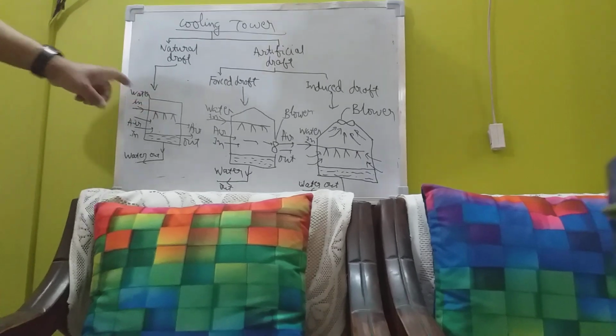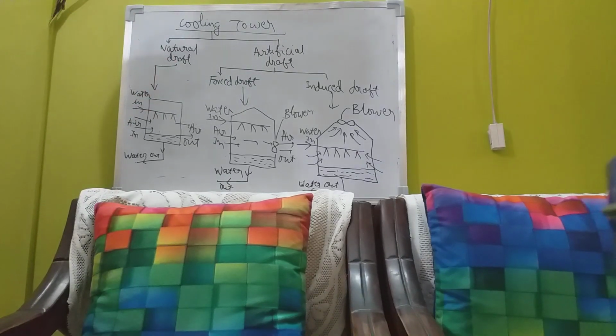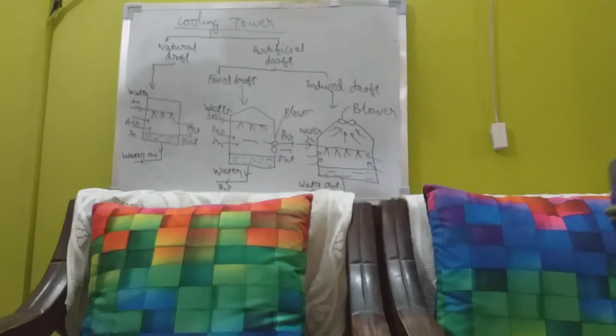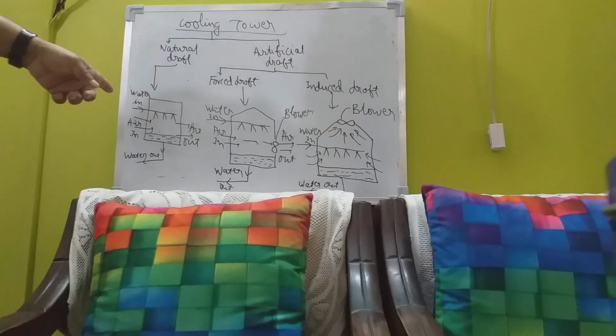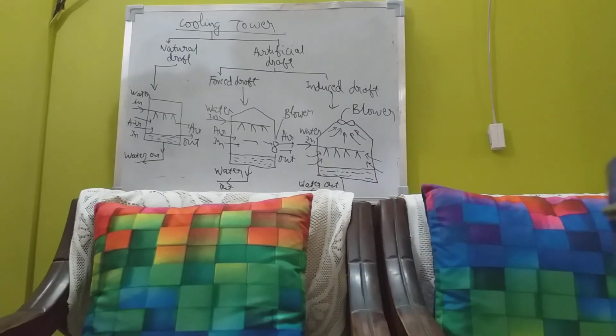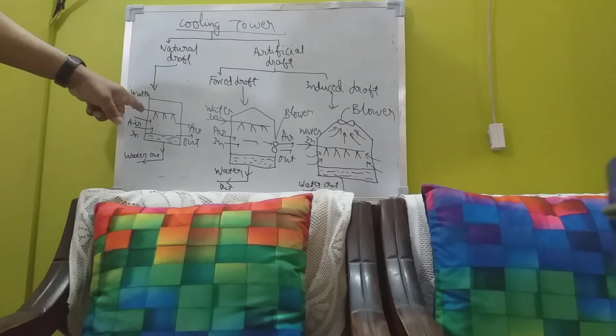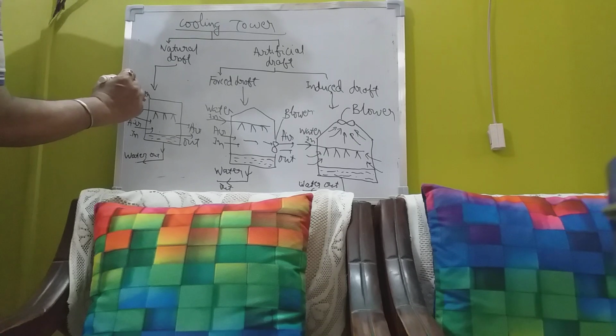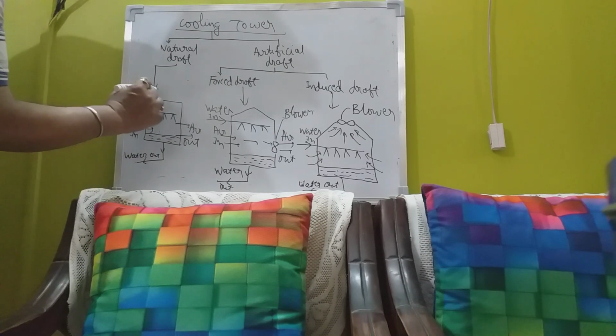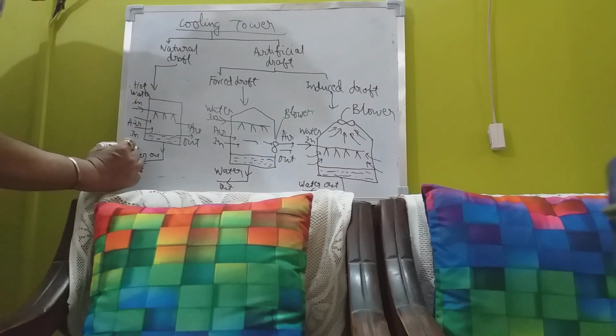This hot water is coming from the condenser. Remember what I said about the condenser? After going to the condenser, the water picks up heat from the refrigerant fluid. The water itself gets heated. This hot water is passed into the cooling tower, is cooled in the cooling tower, and is sent back. That means hot water is coming in and cold water is going out. I can also write, this is hot water in and this is cold water out.